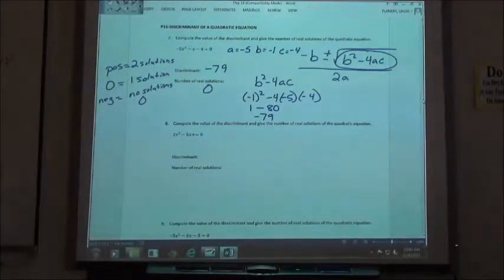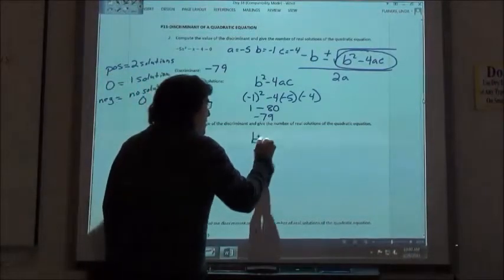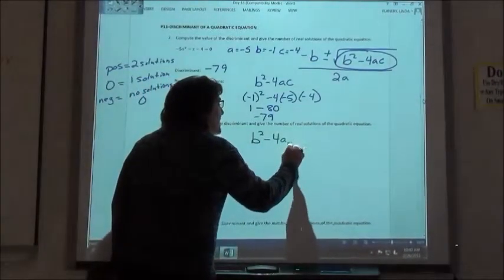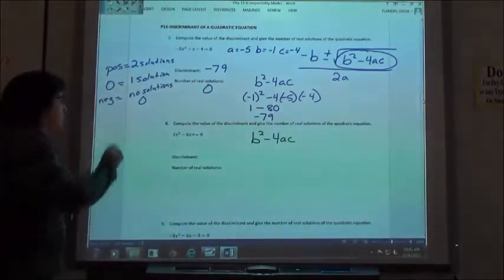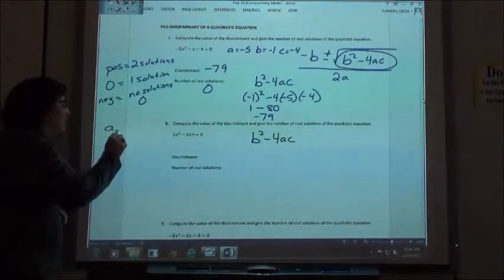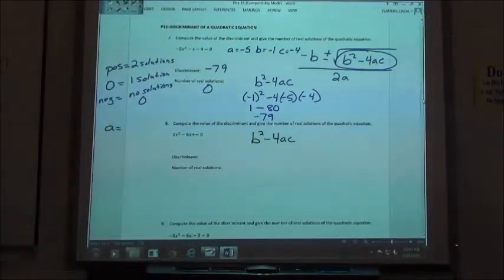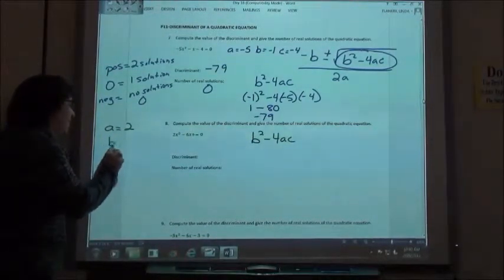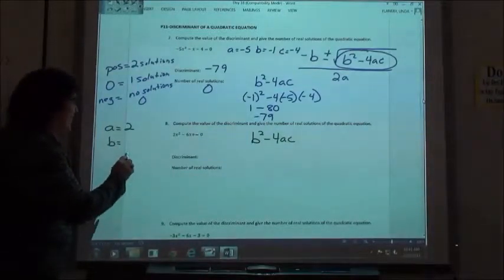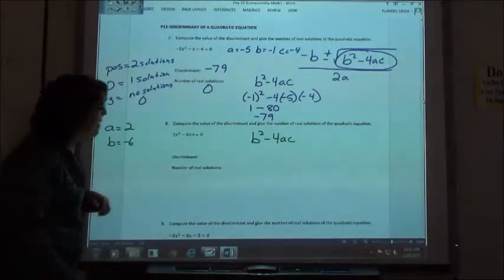So number 8 wants us to compute the value of our discriminant. We now know that it's the b squared minus 4ac. And so my b value would, or my b value, how about my a value first? My a value would be 2. My b value is negative 6. And something didn't get typed in there.